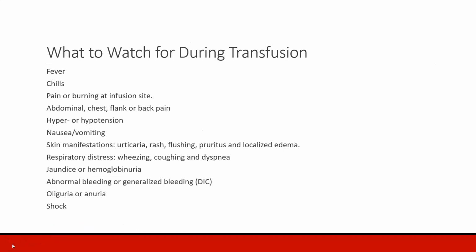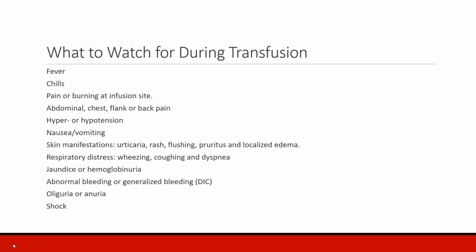So what should the nursing personnel watch for during a transfusion? Fever and chills are the most common types of reactions. Pain or burning at the infusion site. This is usually indicative of an ABO incompatibility, and those red cells that are incompatible are being destroyed as soon as they enter the circulatory system. Abdominal, chest, flank, or back pain, hyper or hypotension, nausea, vomiting.